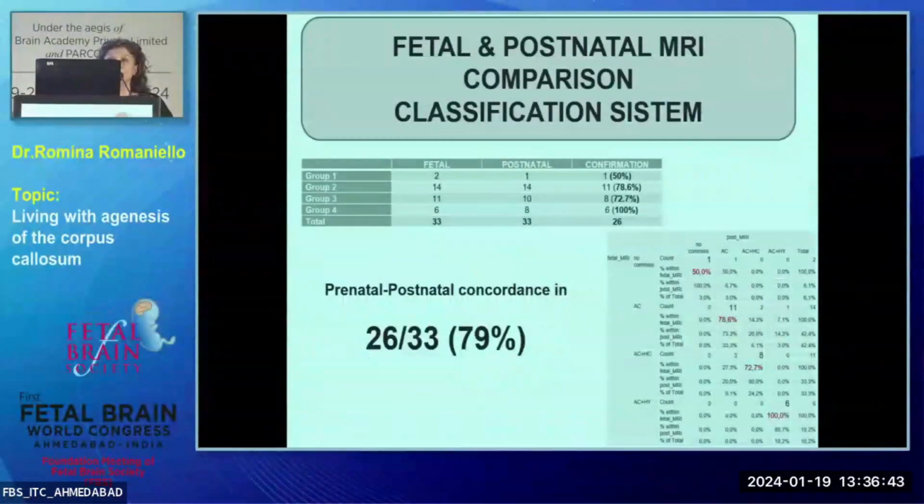Then a comparison between fetal and postnatal MRI was performed, and you can see that a prenatal-postnatal concordance was obtained in 26 of the 33 subjects, so in 69% of subjects. In group 1, in 60%, in group 2, 78.6%, in group 3, 72.7%, and group 4, 7%.